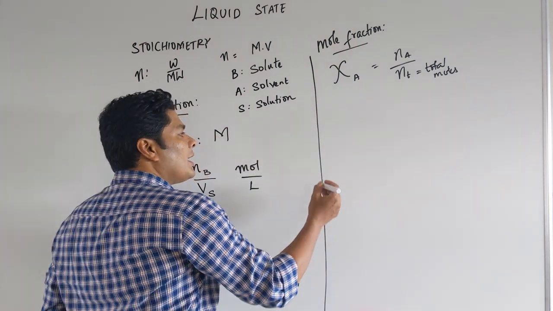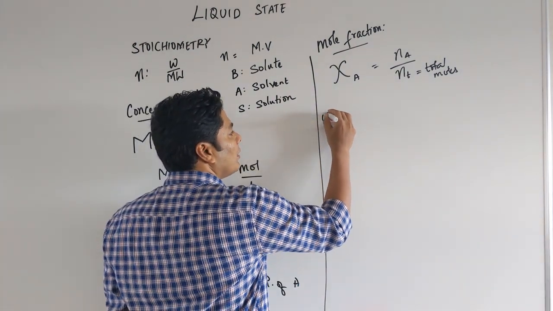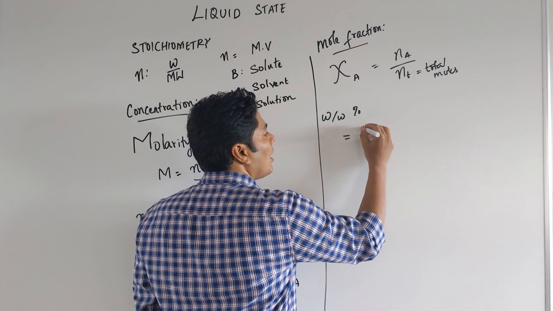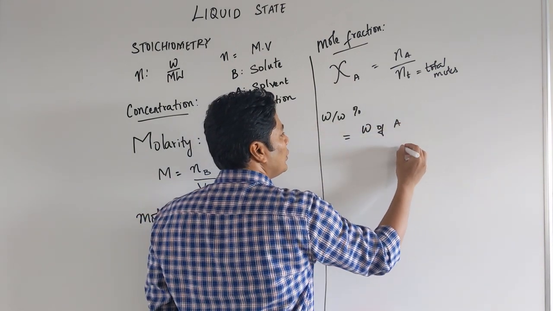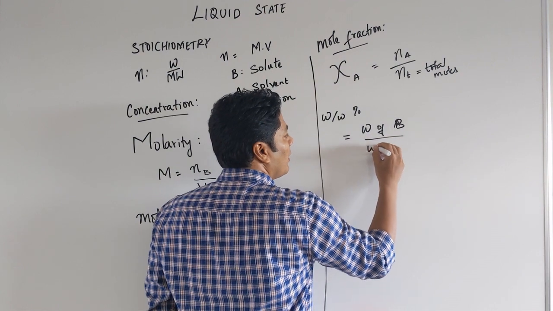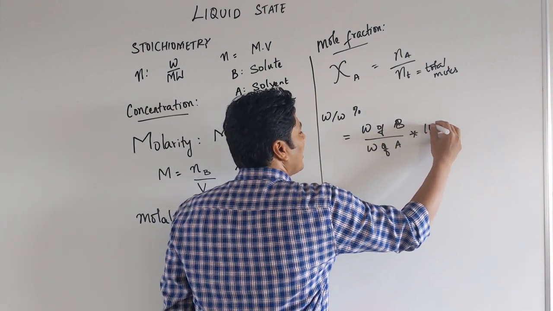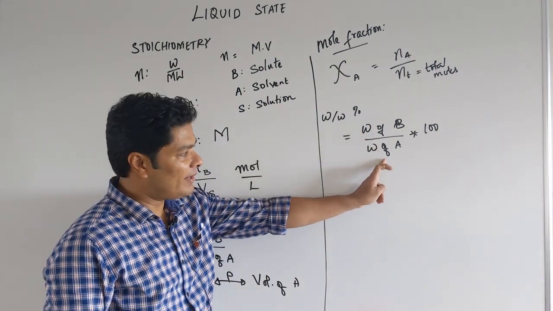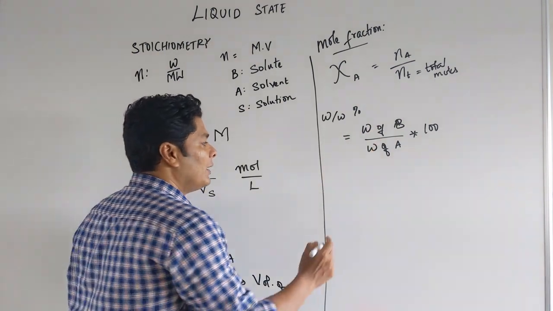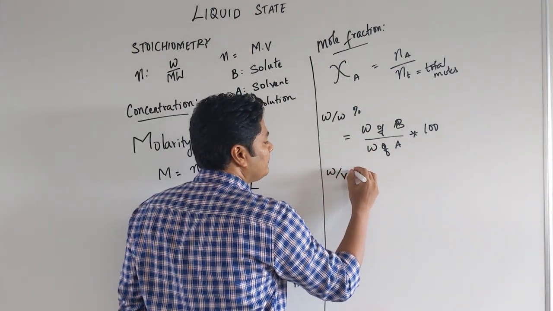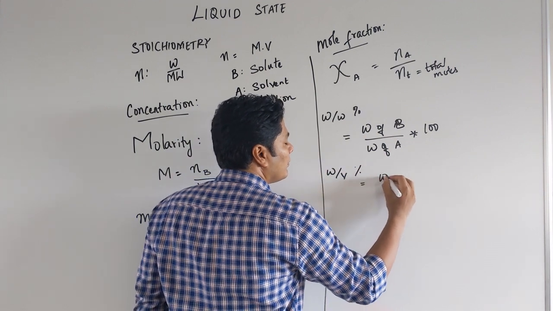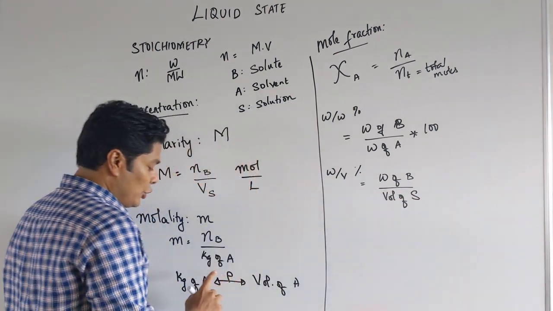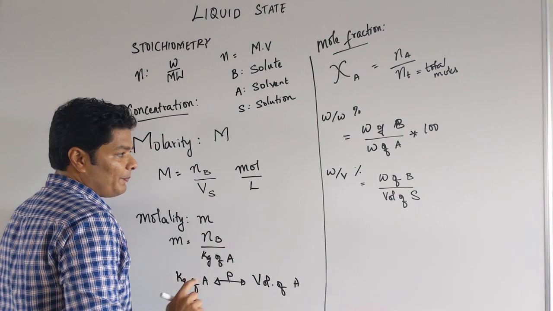So straightforward. The other way of representing concentration is weight percent. Weight percent is nothing but mass of solute divided by mass of solvent times, because it's a percentage, times 100. And you want to have the same units: milligrams means milligrams, grams means grams, kilograms means kilograms. I can also have weight by volume percent. So this would be equal to weight of B divided by volume of solution.